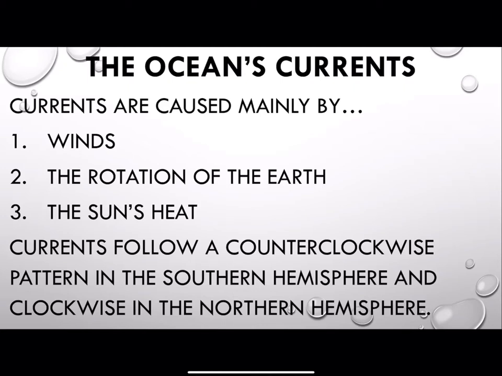So currents are caused mainly by the wind patterns, the rotation of the earth, and the sun's heat. And the reason for that is because some of these currents are cold water currents and others are warm water currents. And they do affect the temperature of the regions where these currents start, where they pass through, and where they finish. All right, great. Let's continue.